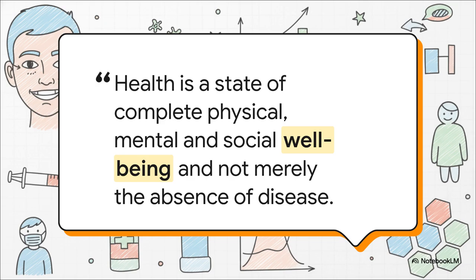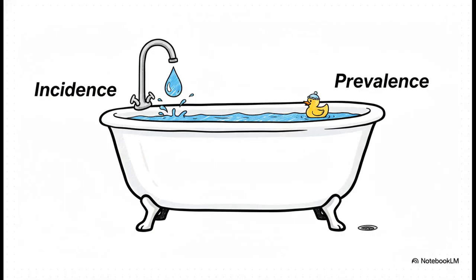It's much bigger. Right, so let's get into two of the most fundamental measures you'll ever come across, incidence and prevalence. And honestly, this bathtub analogy is the perfect way to get your head around it. Think of incidence as the flow of new cases. It's the drip, drip, drip from the tap into the tub. Prevalence, on the other hand, is all the existing cases at one specific moment. It's the total amount of water already in the bath.